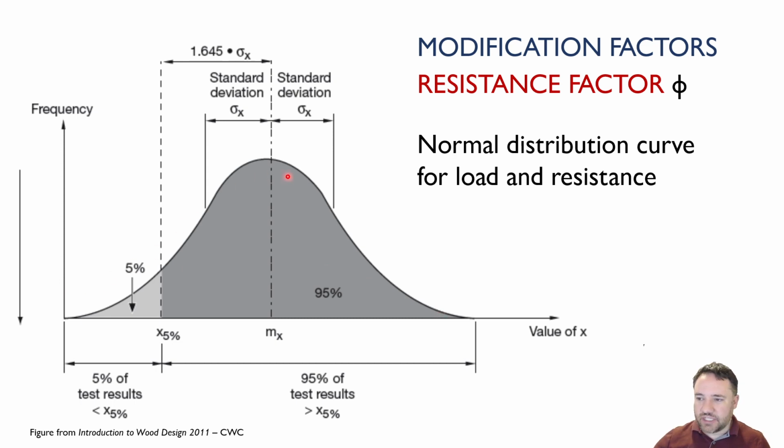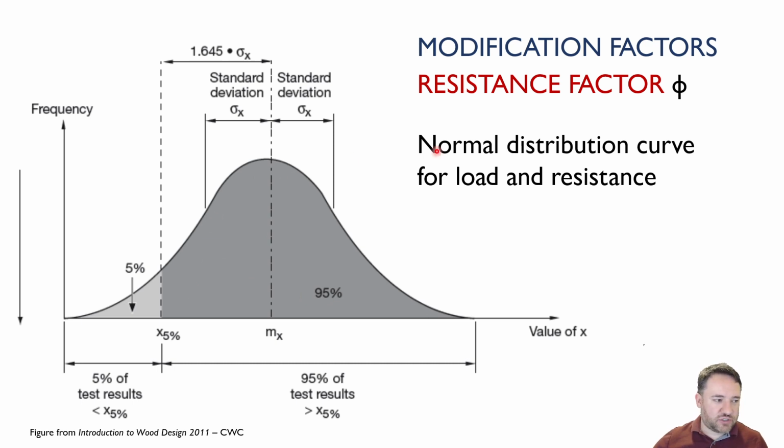And the width of this curve, how wide this is, like if it's very tight and it's just like this, then that would indicate that there's not a lot of variability in the material properties. Like if I had steel, then it might be a little bit thinner. But if I have a natural material like wood, then I'm going to have some that are very low, some that are very high, and there's going to be a whole bunch in between.